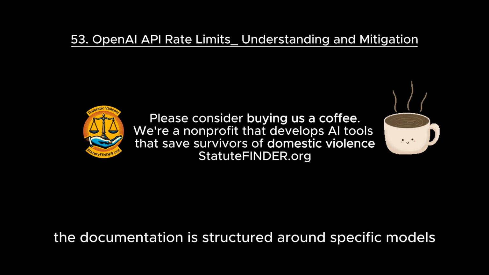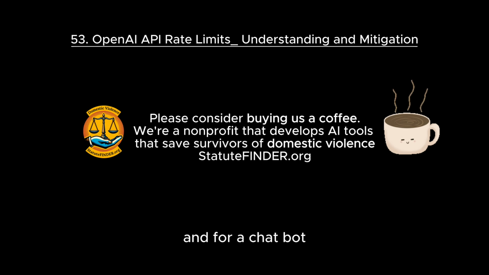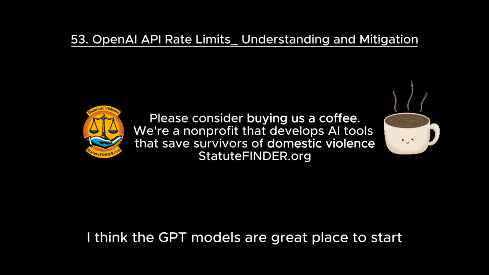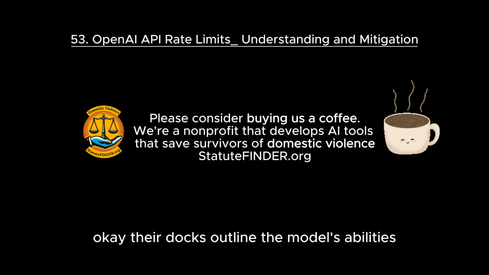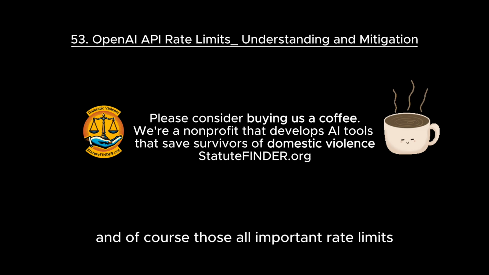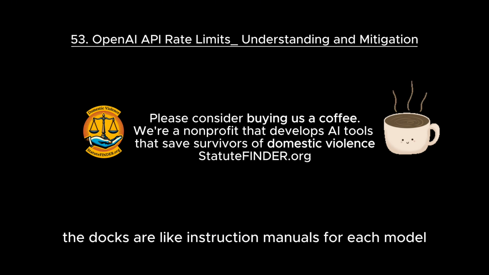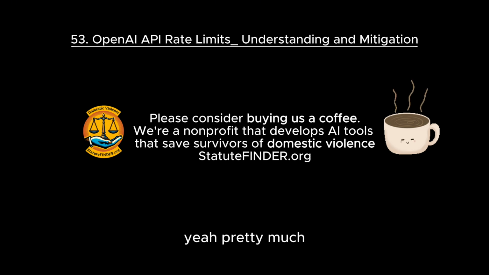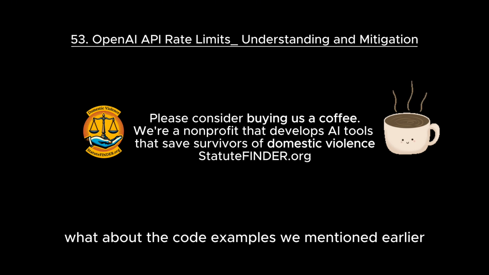So the documentation is structured around specific models. And for a chatbot, I think the GPT models are a great place to start. Their docs outline the model's abilities, what kind of input it expects, what output it generates, and of course, those all important rate limits. So the docs are like instruction manuals for each model. Yeah, pretty much. What about the code examples we mentioned earlier? Where do those fit in?